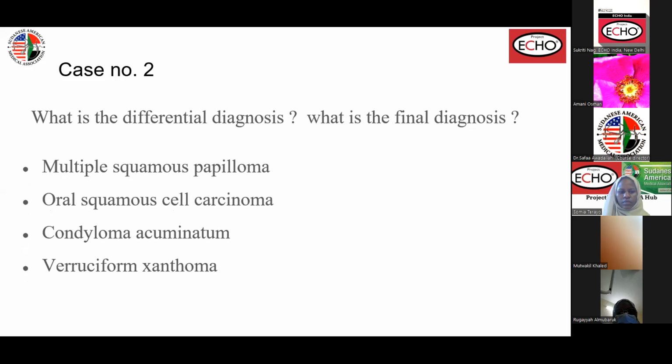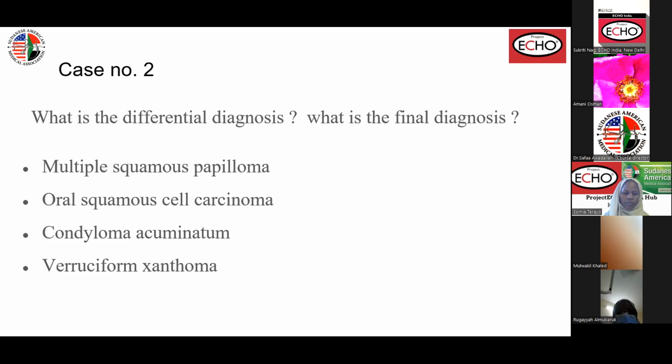So the differential diagnosis here includes multiple lesions of squamous papilloma, oral squamous cell carcinoma, condyloma acuminatum, and verruciform xanthoma. Why did we mention all these lesions? Squamous papilloma contains human papillomavirus, but it is usually accompanied only by type 11. We have seen in this case type 11, type 6, and type 16. So this puts it at the top of the differential diagnosis list.